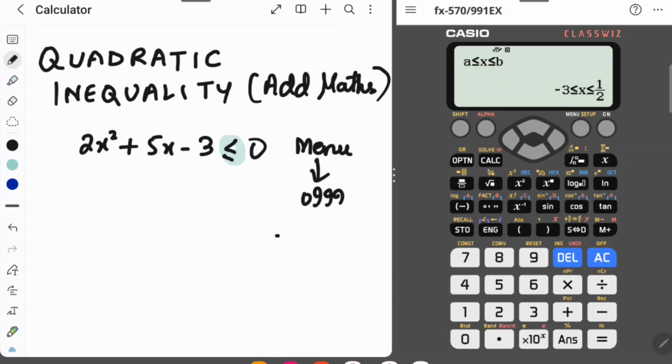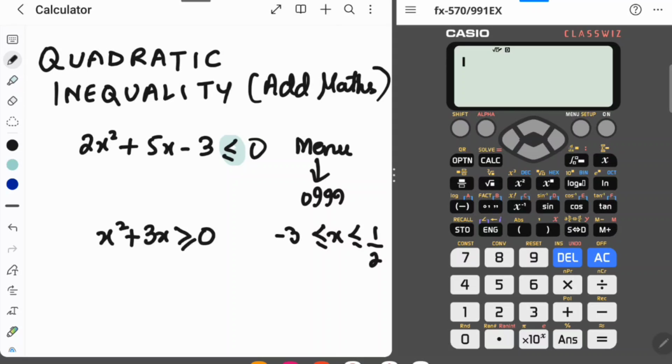Minus 3 is less than or equal to x, which is less than or equal to half. I'm again telling you what you do for this one. So I'm just resetting it. Now look in front. For example, I'm just taking another question. This is another question, and we are going to solve it.